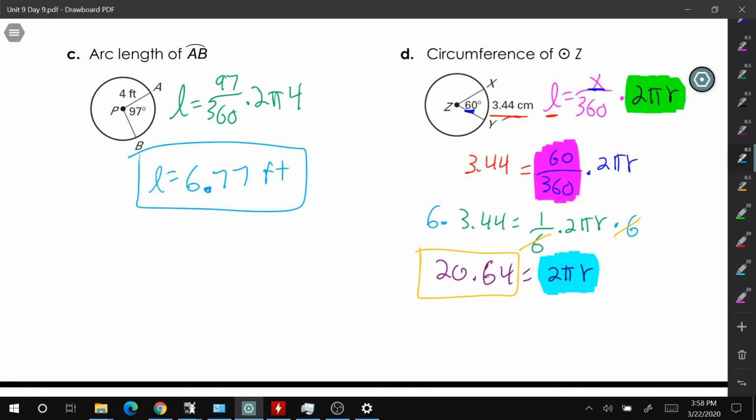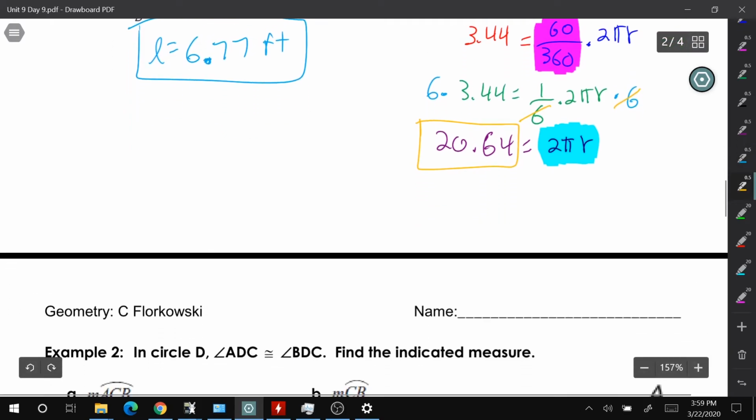Alright, hopefully you got 6.77 feet. If you got something around that, that's fine. It could have just been a rounding issue. So just make sure that you're using 2 decimal places when you round. Alright, let's look at the next page.